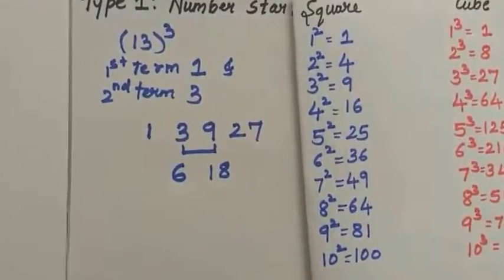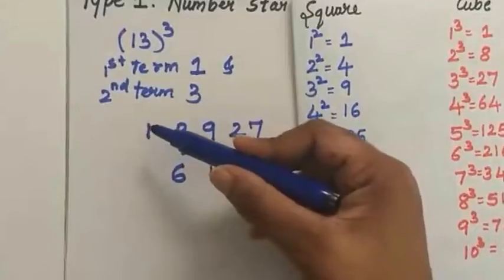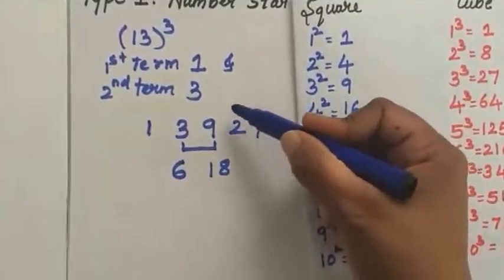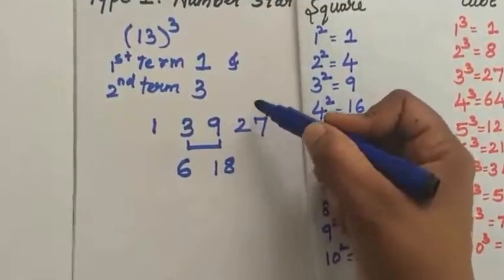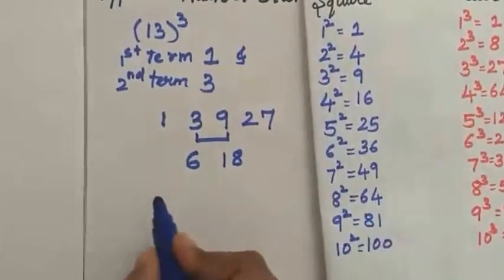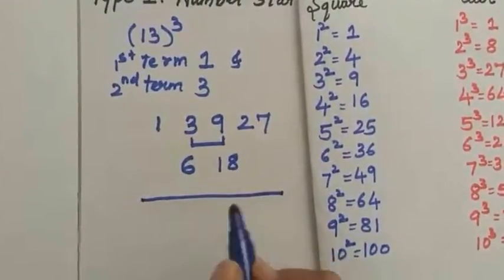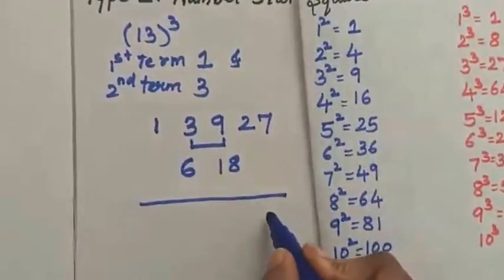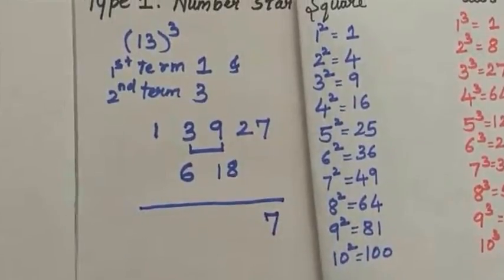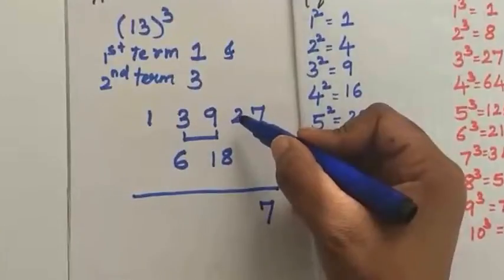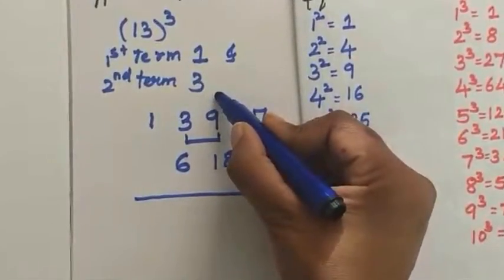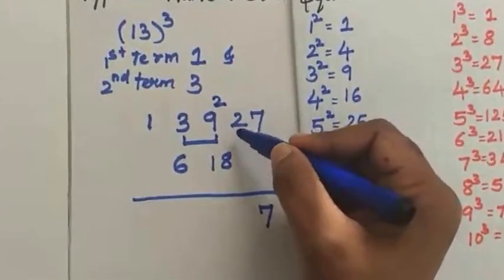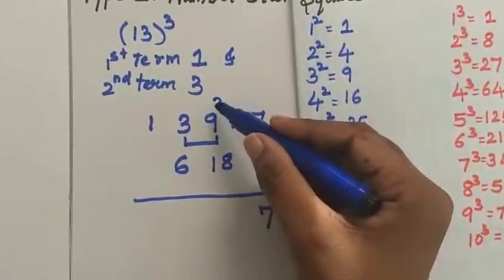And in the next step, I am going to add them vertically, column-wise, and carry forward the 10th place digit to the next column. So in 27, 7 is my unit place. I'll keep it as it is. Then 2 is in 10th place, so I'll carry this 2 to the next number.